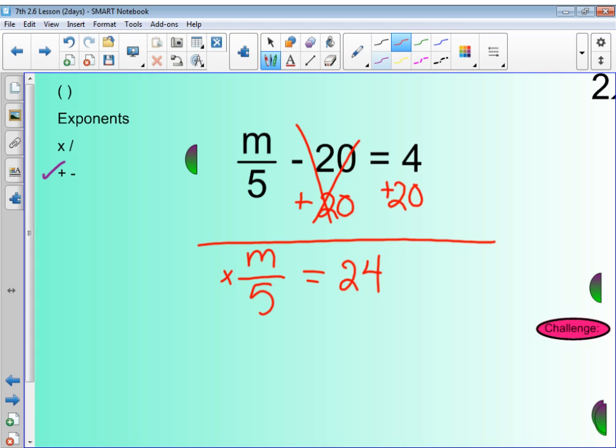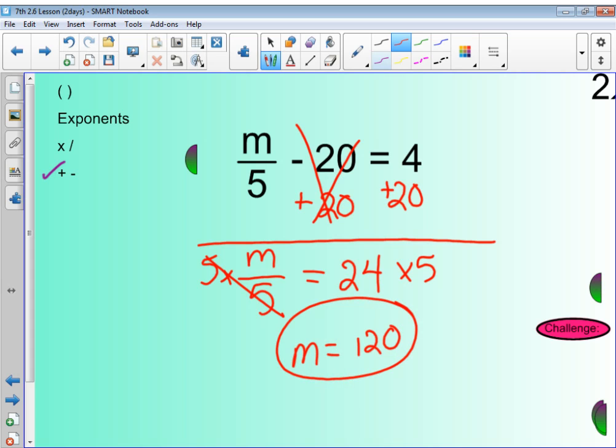Okay, so right now I have m divided by 5 equals 24. So we're going to go times 5. Times 5. I just found out that m equals 24 times 5 is 120. Okay, so I'm going to give you one, and I want you to try this one independently.